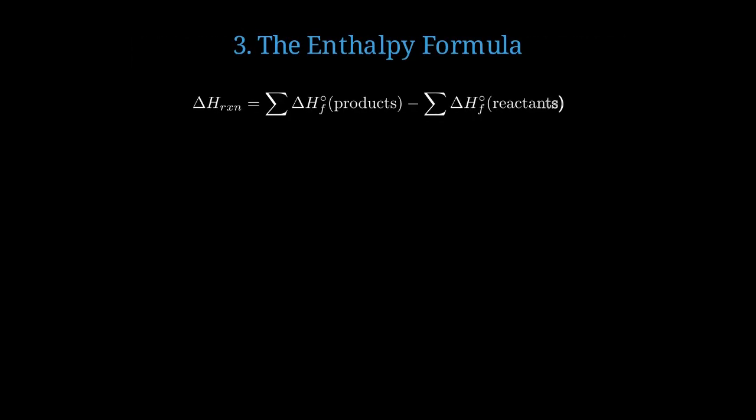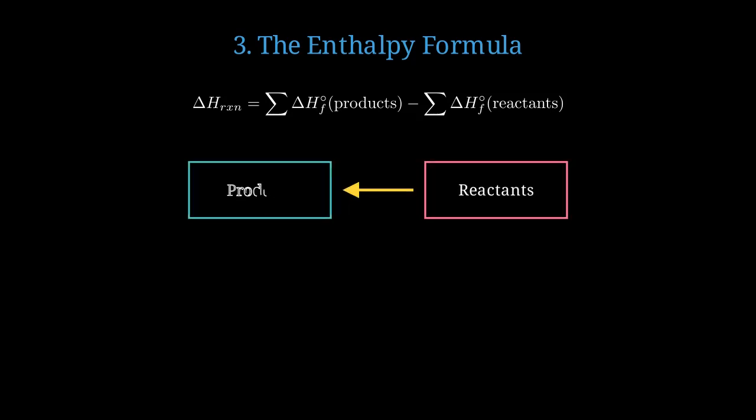Now let's apply the formula for calculating enthalpy change of reaction. The enthalpy change of reaction equals the sum of enthalpies of formation of products minus the sum of enthalpies of formation of reactants. We calculate the energy of products and subtract the energy of reactants to find the total energy change. Let's calculate the enthalpy contribution from the products first.